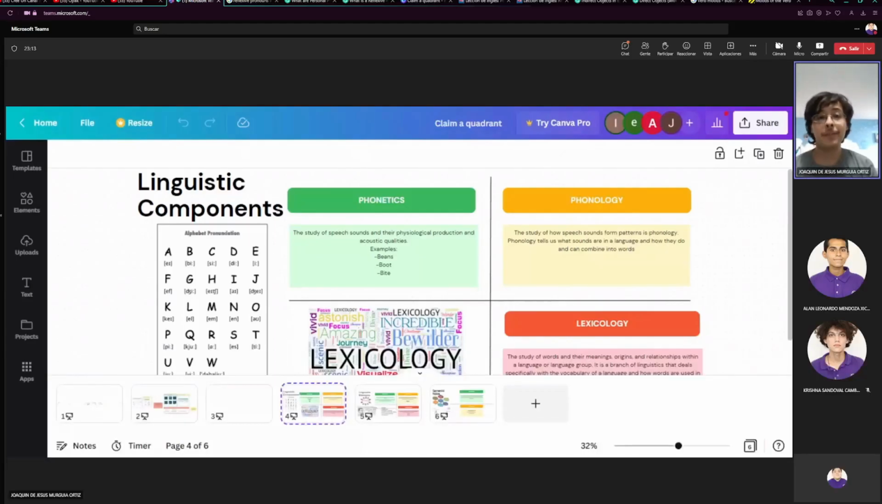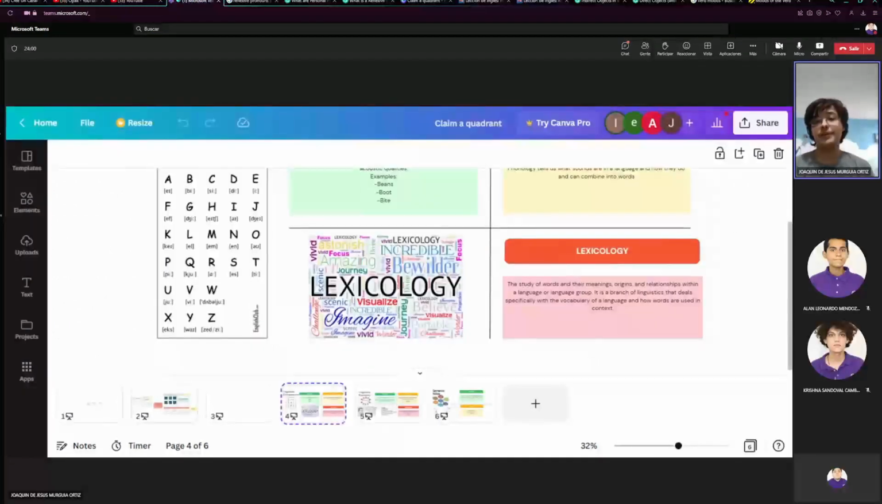I'm going to speak about the linguistic components. First, we have phonetics. Phonetics is the science that analyzes speech sounds and how they affect our pronunciation. For example, the E and the A in beans sound like an E, and the double O very frequently sounds like an U. Then we have phonology. Phonology studies the phonetic sounds and how they combine to form words that we know. Like the previous example, beans, the combination of the sounds makes us think of the bean, the seed. And finally, we have lexicology, the study of the meaning of words and all the words that are present in a language.